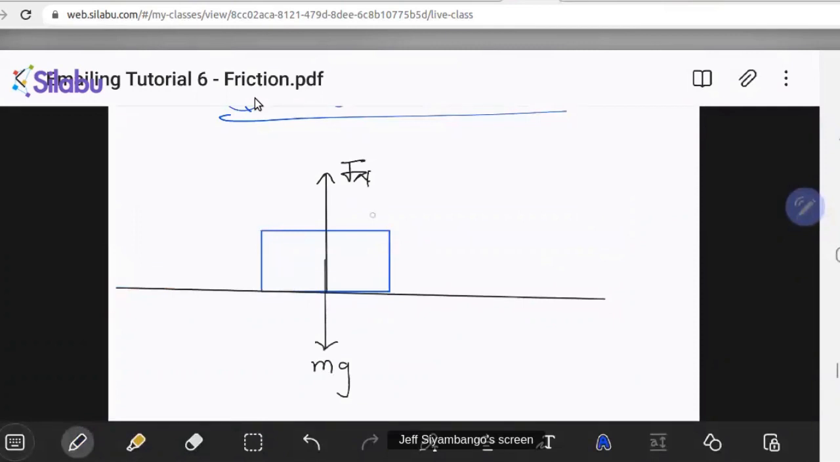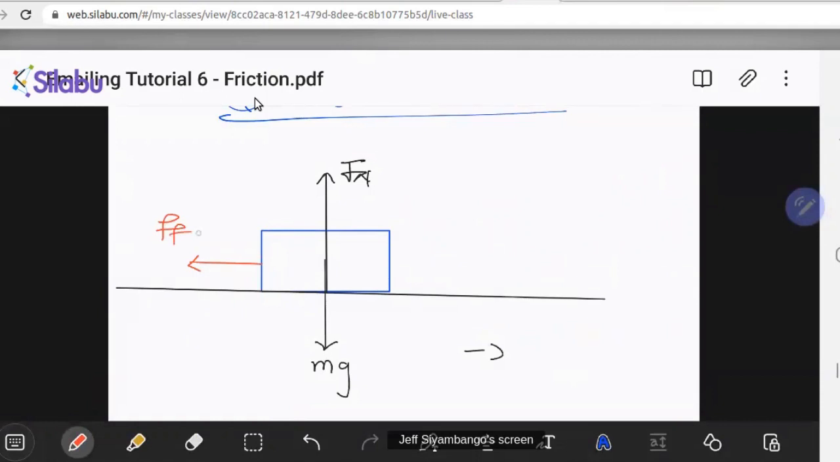So this person is being retarded. If motion was in the forward direction, the retarding force will have to be backwards. So let's assume the person is going forward. The retarding force will have to be going backwards. Okay, so this is the only force that is acting on the person. So yeah, that's all we have.